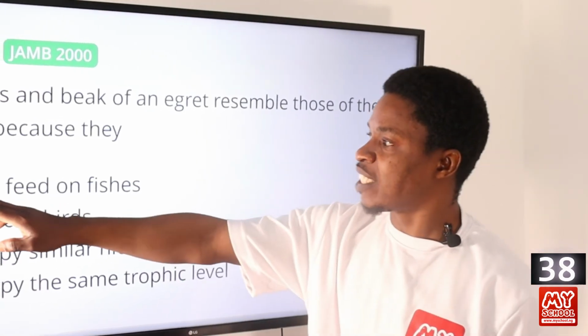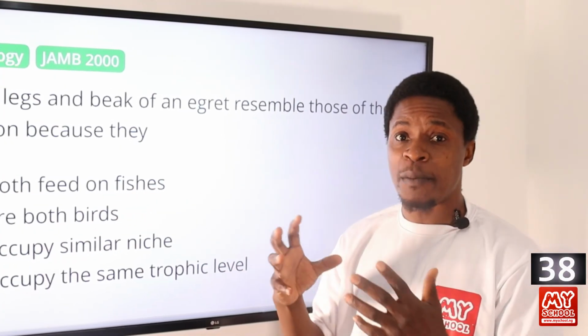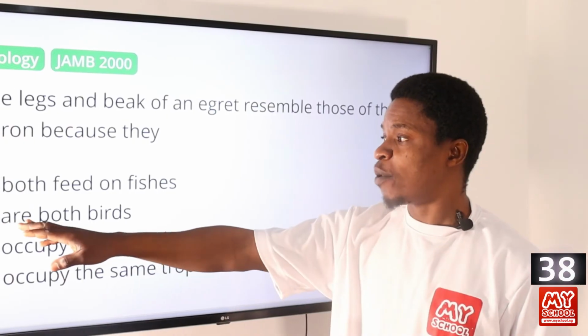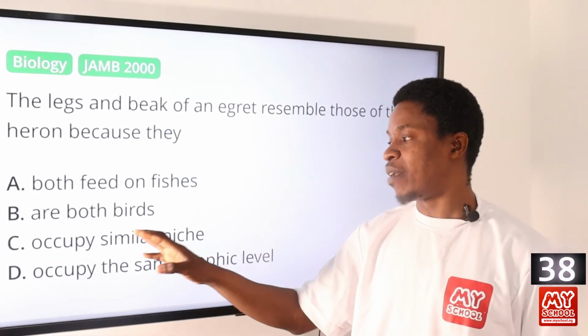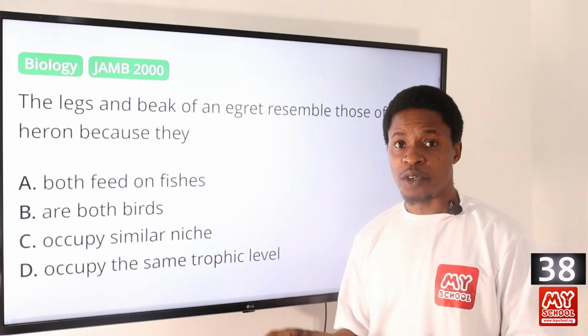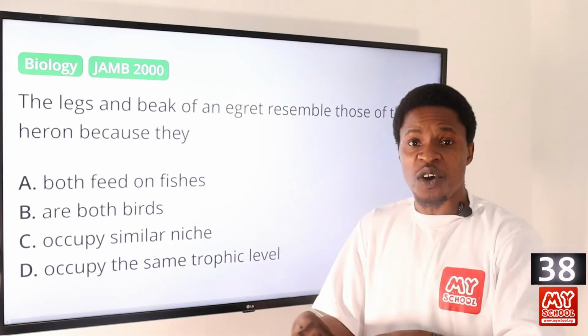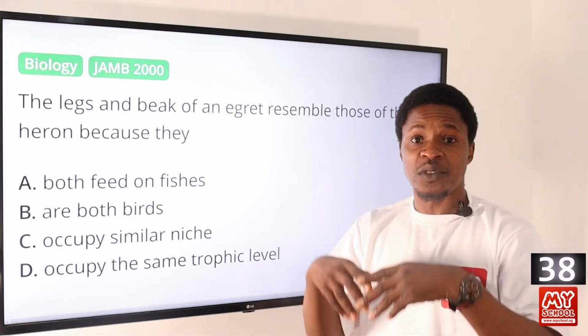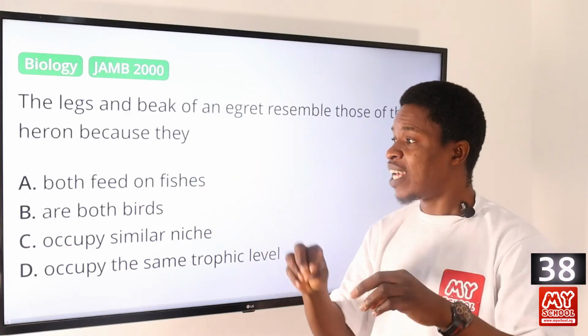Let's look at option A. It says both feed on fishes. Of course, both of them feed on fishes, but that is not comprehensive enough. We have both of them are birds. Of course, both of them are birds. Option C says they occupy similar niche. Yes, both of them do, because that helps them to stand as wading birds on shallow waters, and then they feed on fishes and others.